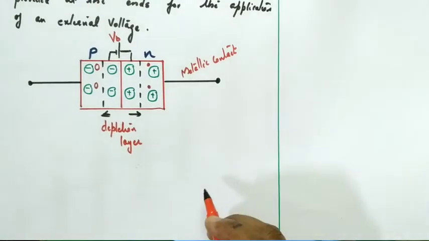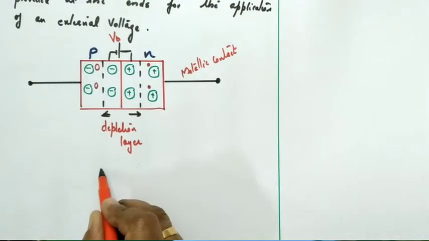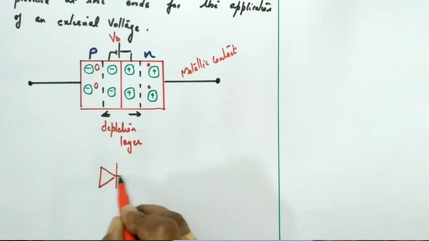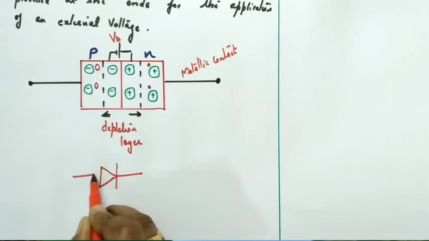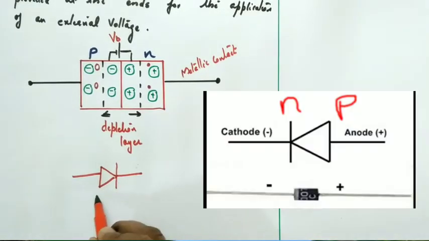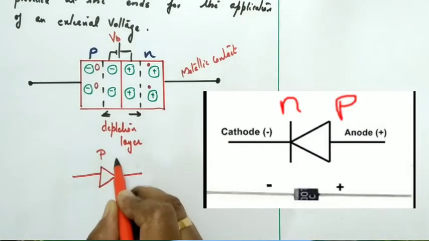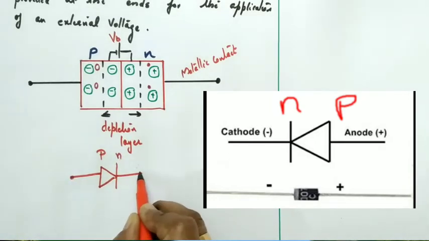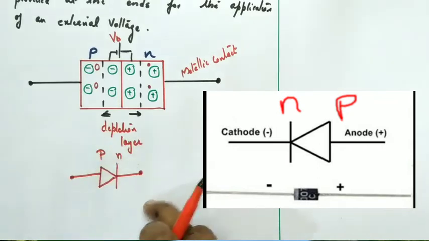Now, the symbol of the PN junction diode is this. Here this represents the P region, here this represents the N region. These two represent the metallic contacts. So, this represents the symbol of a PN junction diode.